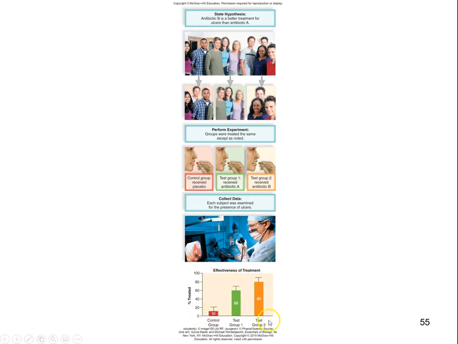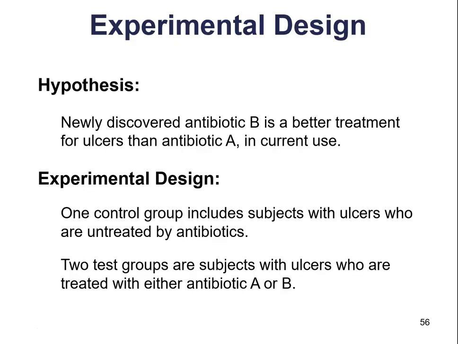Okay, so if we look at this graph, I'm sure we can determine which treatment was the most effective, right? That would be this here, which had this 80%, test group 2, which was the group that received antibiotic B. So based on this experiment, antibiotic B is a better treatment option than antibiotic A, and obviously way better than the placebo. Okay. All right. Oh, maybe it tells us what the actual graph means. I don't think so though.